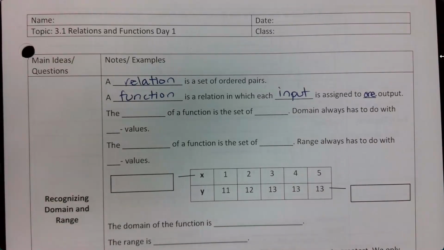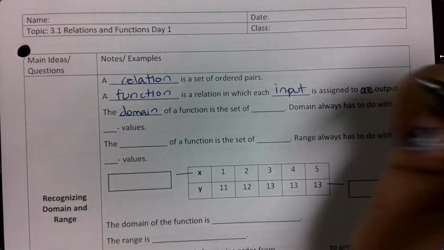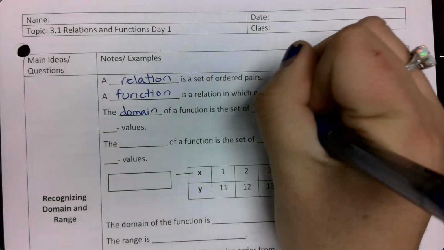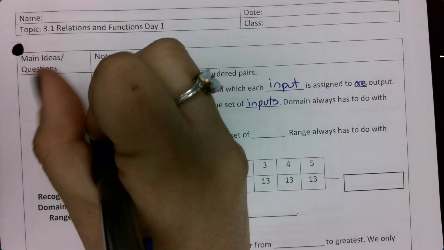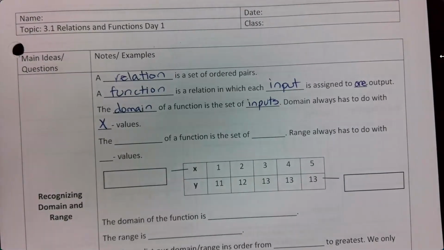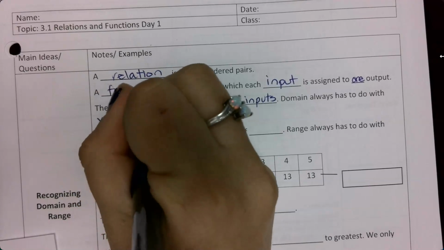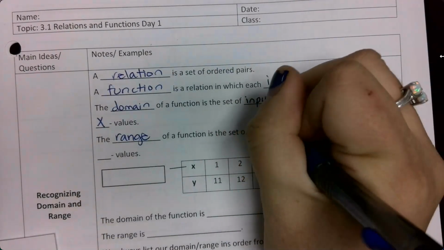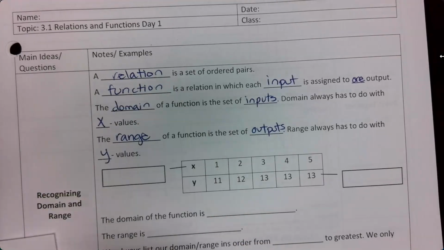Okay, so the domain of a function is the set of its inputs. And domain is always looking at the x values. Then the other thing I have is my range of a function. This is my set of outputs. And then range always has to do with my y values.